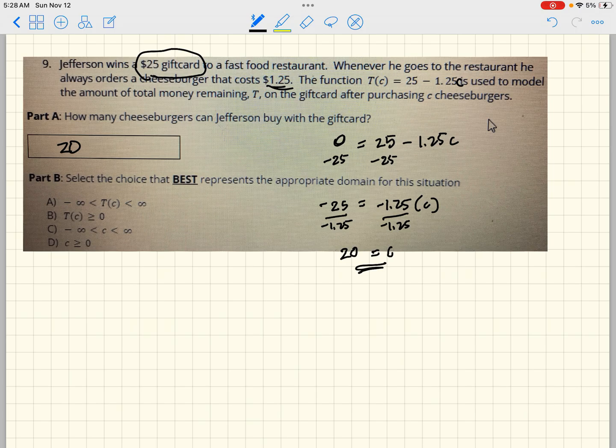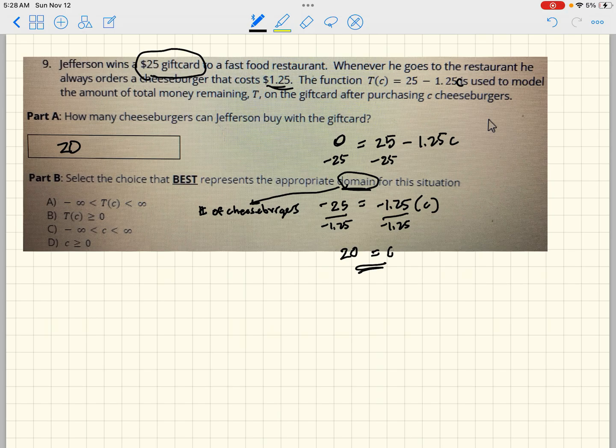Now it says, which of the following represents the domain for this situation. So the domain is the acceptable x values, which in this case is basically the number of cheeseburgers. That's what the domain would be. Well, the fewest number of cheeseburgers you could buy is actually 0. And then ultimately, you can't buy negative cheeseburgers.